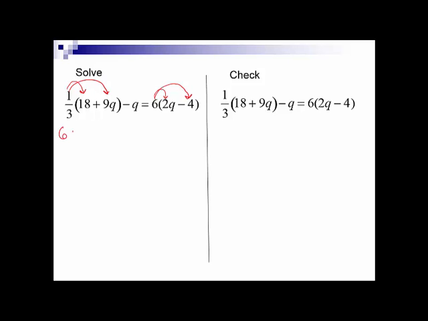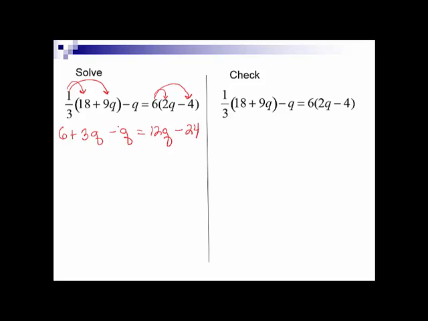1/3 times 18 is 6, plus 1/3 times 9 is 3. So that's 6 plus 3q minus q equals 6 times 2 is 12. So that's 12q minus 6 times 4 is 24. Now we try to combine like terms on each side.